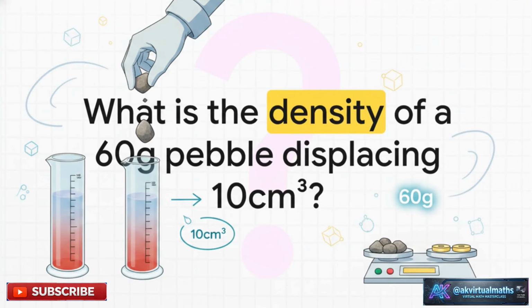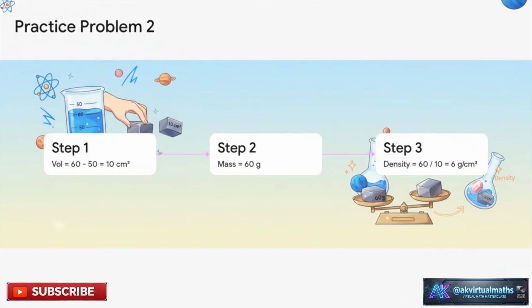Let's put that into practice. The initial water level in a measuring cylinder is 50 cubic centimeters. A pebble is dropped in, and the level rises to 60 cubic centimeters. The pebble weighs 60 grams. What is its density? Time to hit pause on the explainer again and test your skills on this displacement calculation. Take your time. Let's review.